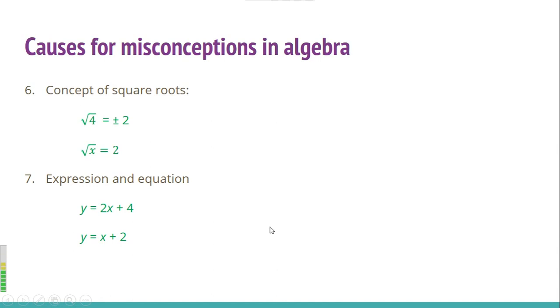Next, the concept of squares and square roots. The square root of a number, such as 4, is both positive and negative 2, but the solution for square root of x equals 2 is only positive 4. Lastly, we should emphasize how we treat expression and equation. In this case, it is incorrect to simplify 2x plus 4 to x plus 2 without factoring out 2. So the correct expression for rewriting 2x plus 4 is 2(x plus 2).